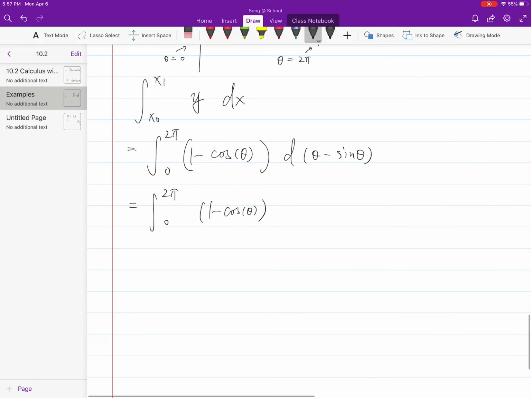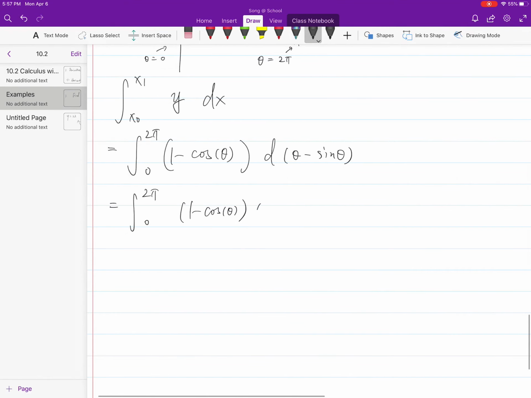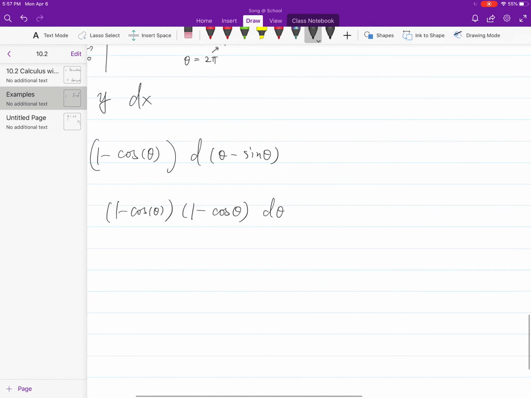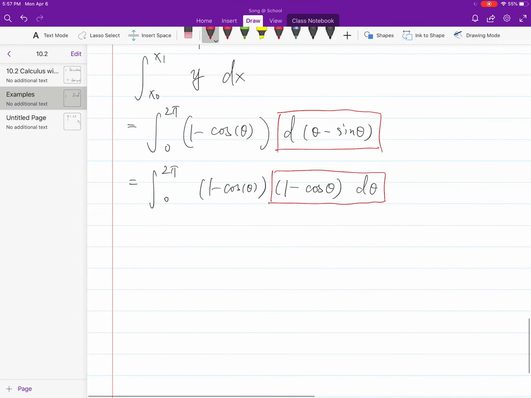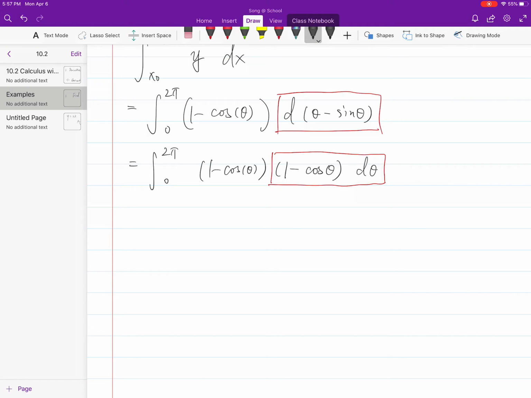Now to finish. Nothing to do here. Here you have a d. That basically means you need to take the derivative, which is 1 minus cosine theta with respect to theta. So you need to times the d theta here. The whole d whatever equals this and d theta. That is just the way differential rule works, coming from chain rule.